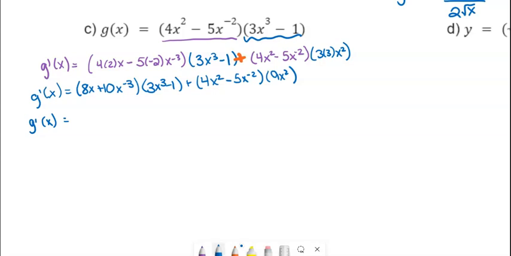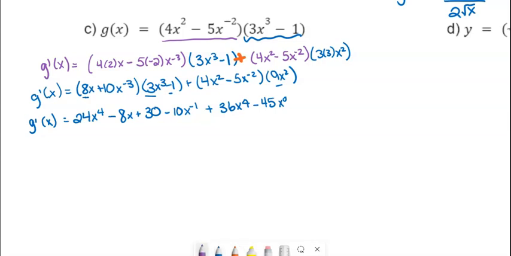I'm going to binomial distribute this x. I'm going to do 8x times 3x to the 3, 24x to the 4, and then 8x times -1, and then 10x to the -3 times 3x to the 3, and then 10x to the -3 times -1. And then I'm going to do the same thing over here. I've just got one term over here though, so I'm going to have 36x to the 4 minus 45, x to the 0.